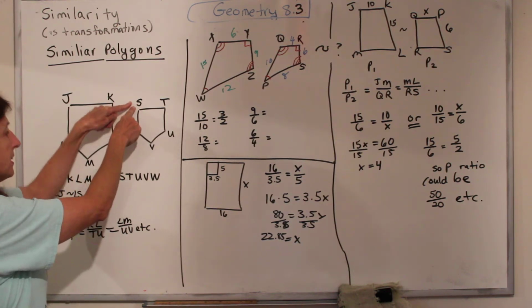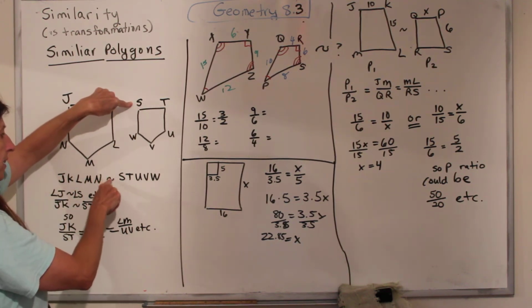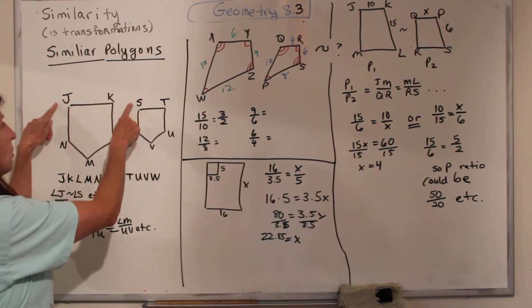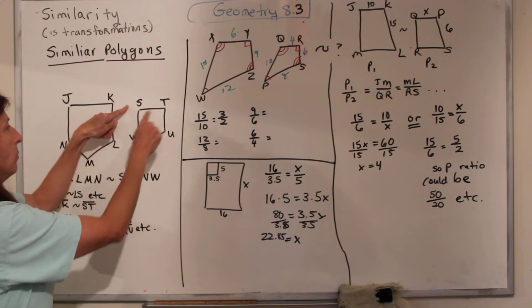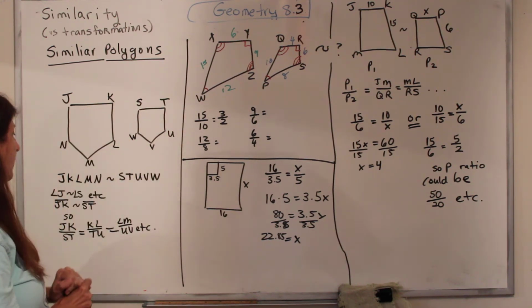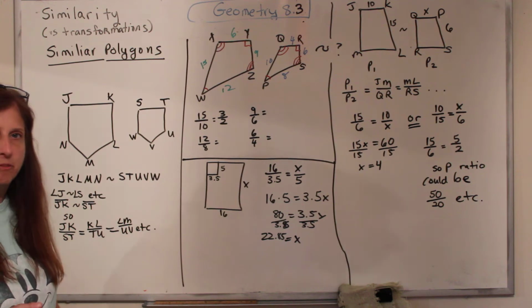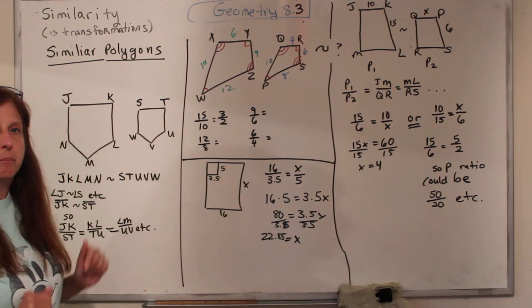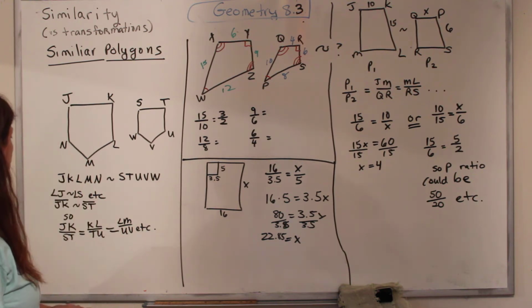So if I named this one saying it's similar, that little curvy thing means they're similar, I have to start with the corresponding corner and go the same way. S, T, U, V, W. One time I had a kid who thought you put them in alphabetical order. No, they're in order of which ones are the same, which ones correspond, okay?